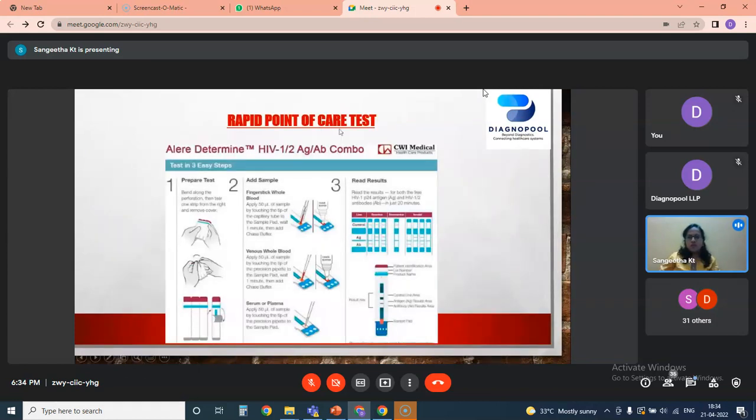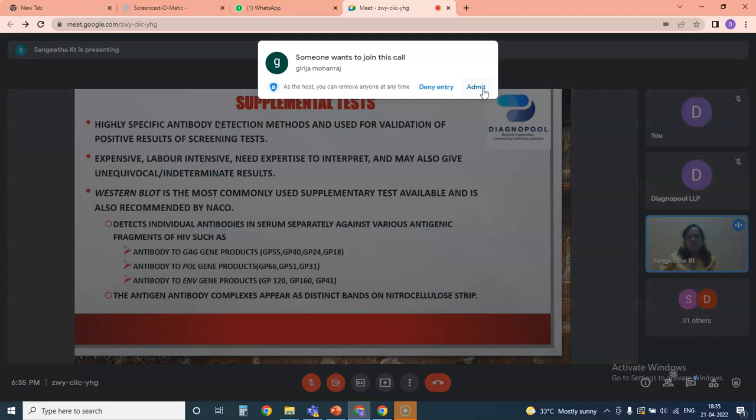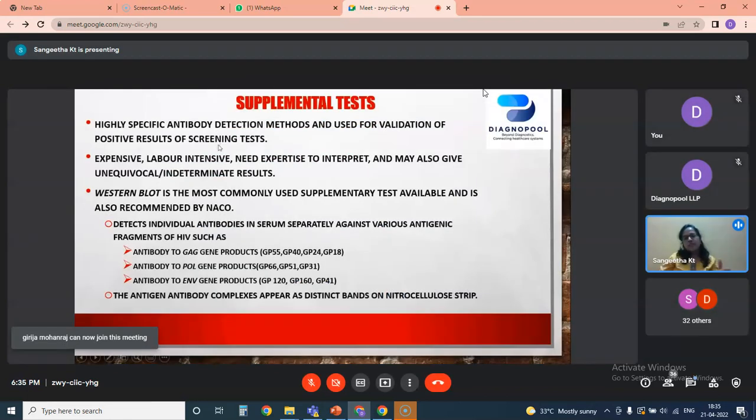One more rapid point of care test is the HIV 1 or 2 antigen antibody combo test, where you can use a finger prick sample, and this immunochromatography test can even detect HIV 1 antigen in addition to HIV antibodies. So these are the rapid point of care tests which are being implemented. So now we have almost finished with the rapid tests and ELISA test.